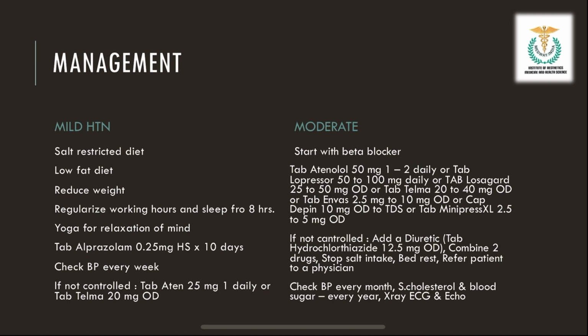You can advise Tab hydrochlorothiazide 12.5 mg OD. Most antihypertensive drugs are available in combination with hydrochlorothiazide 12.5 mg, for example, Envas H, Lozacar H, Telma H, Aten H. So if there is edema or CCF, add a stronger diuretic, that is Tab Dytide half to 1 OD, or Tab Lasilactone half to 1 OD, or Tab Acidrex 1 OD.